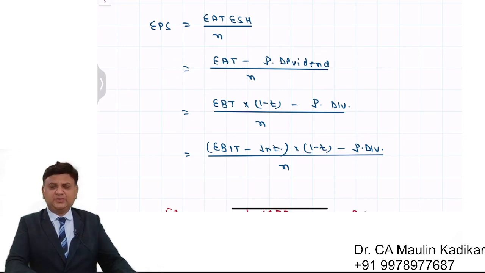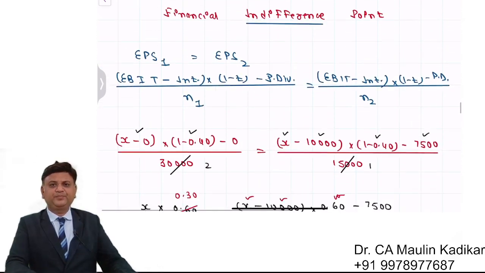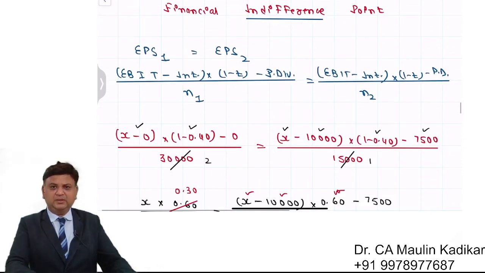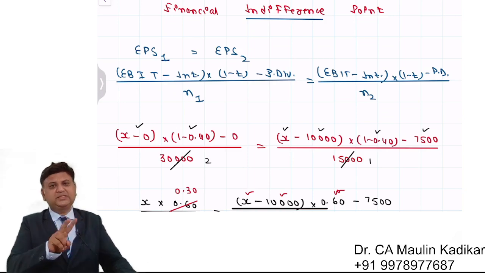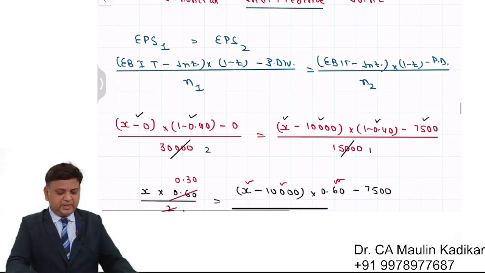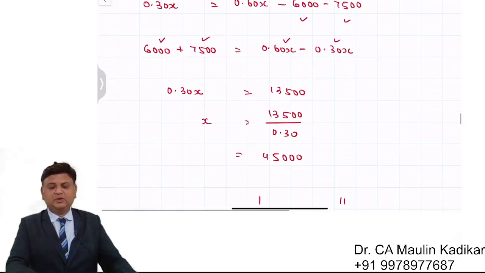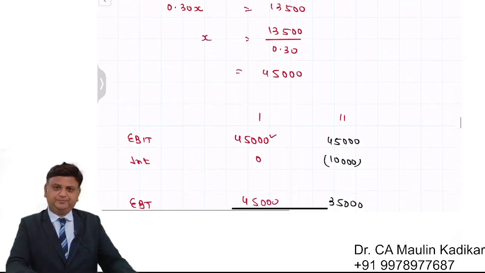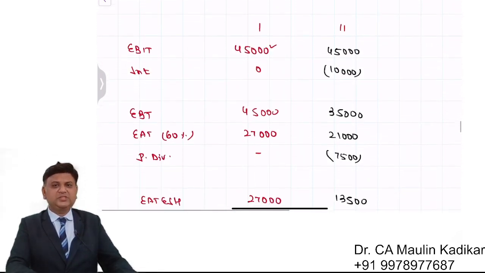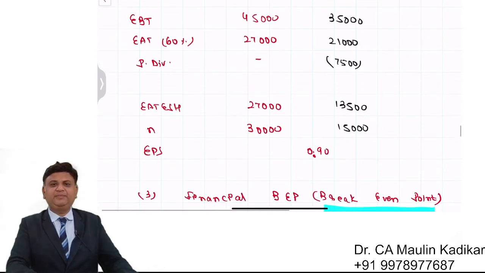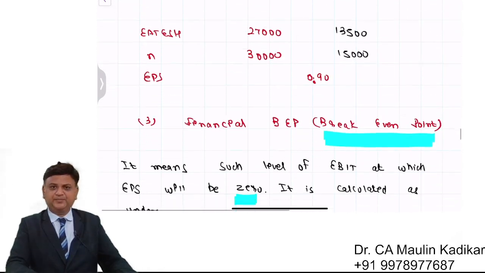For that, I explained you the EPS formula, then the financial indifference point. In that, EPS of 1 is equal to EPS of 2. We'll solve the mathematical equation to compute the answer. It is 45,000. We also checked that at that point EPS is same, 90 paise.